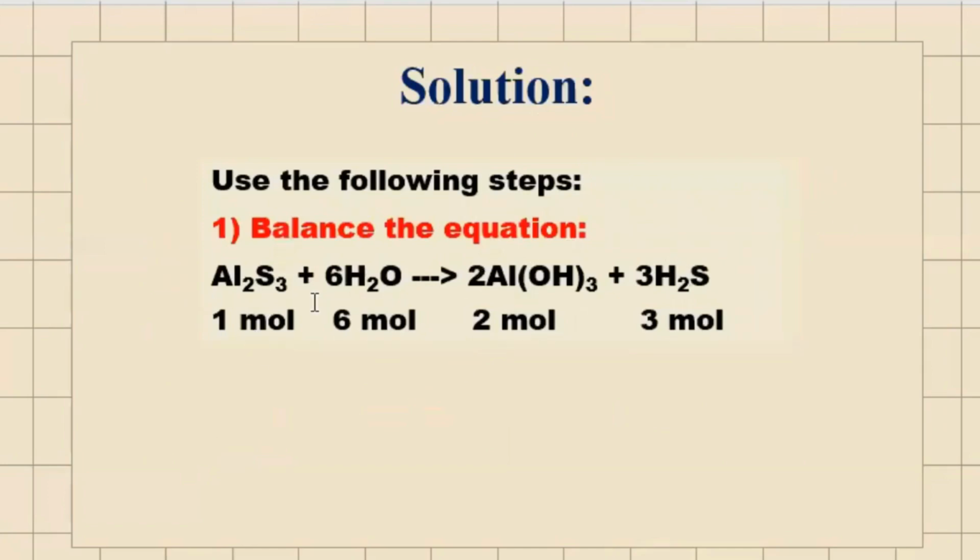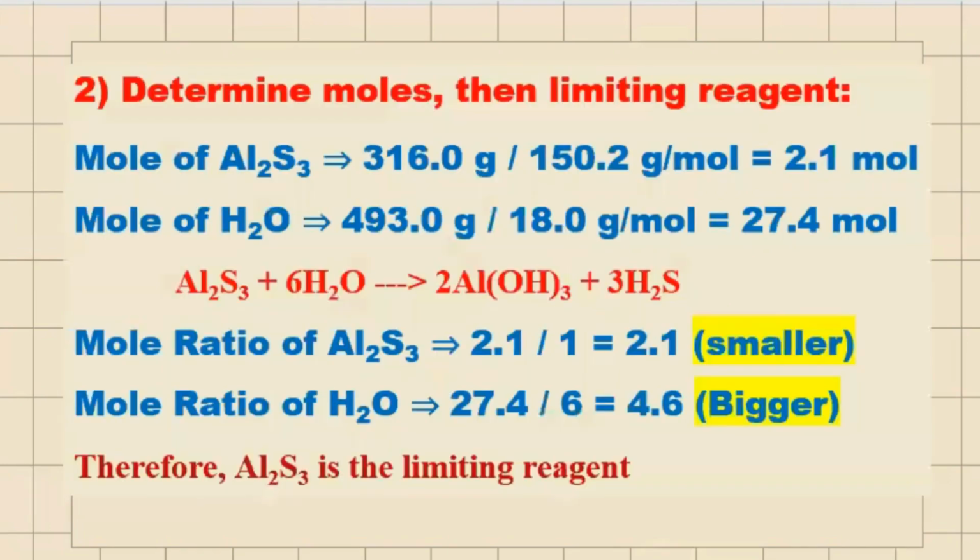When we balance this chemical equation, 1 mole of aluminum sulfide reacts with 6 moles of water to produce 2 moles of aluminum hydroxide and 3 moles of H2S. This is the balanced chemical equation. Then we have to go to the stoichiometric calculation. Next, determine moles, then the limiting reagent. First determine the number of moles of each of the reactants.